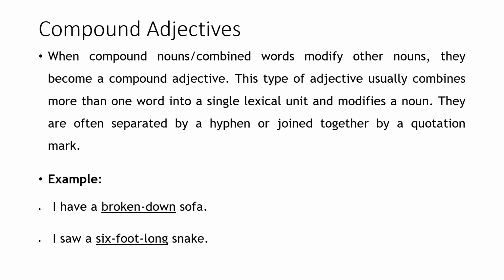As you can see, I have a broken-down sofa, or in another example, I saw a 6-foot-long snake. In broken-down sofa, the broken-down is a compound adjective, which is a combination of two words. And in I saw a 6-foot-long snake, it is a combination of three words, and it is basically a compound adjective modifying the noun snake.